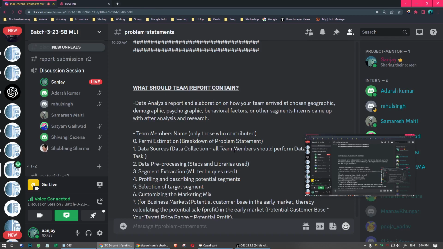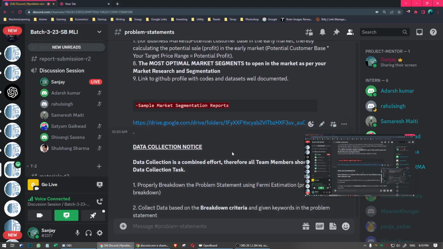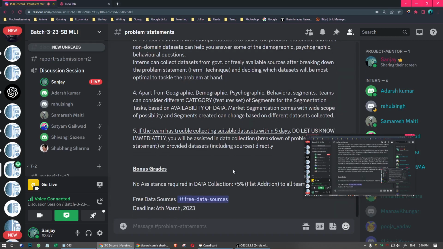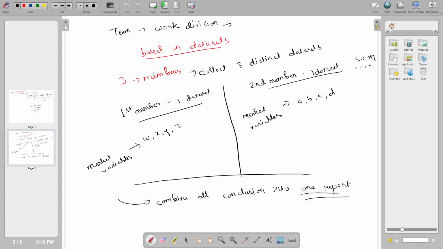So Subhang and Rahul and Satyam, listen carefully. Regarding the task division, you can divide the task based on data sets. Earlier I said that the problem with market segmentation is that some data sets will cover some of the variables, and other data sets will cover other variables. Not every data set will cover everything, right? So what you can do is divide the task based on the data sets. So how to divide the work? It's very simple.